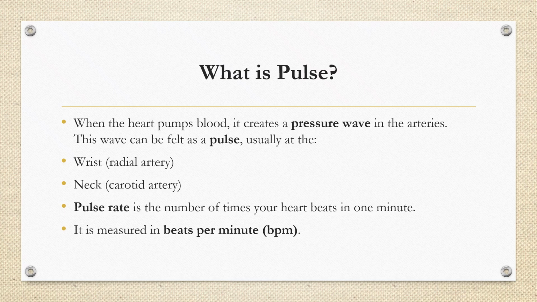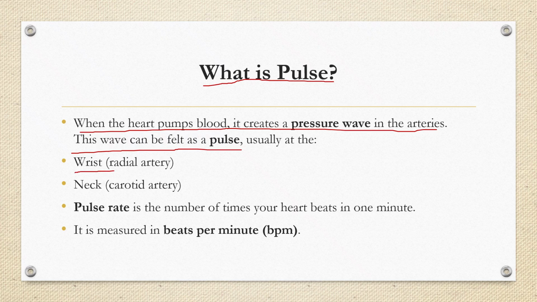Okay, so next thing is, what is pulse? When the heart pumps blood, it creates a pressure wave in the arteries. This wave can be felt as a pulse, and it is usually felt at the wrist. At the wrist it is called the radial artery and at the neck it is called the carotid artery. So in simple words, when the heart pumps blood, it creates a pressure wave. When we feel this pressure wave, this is called pulse.